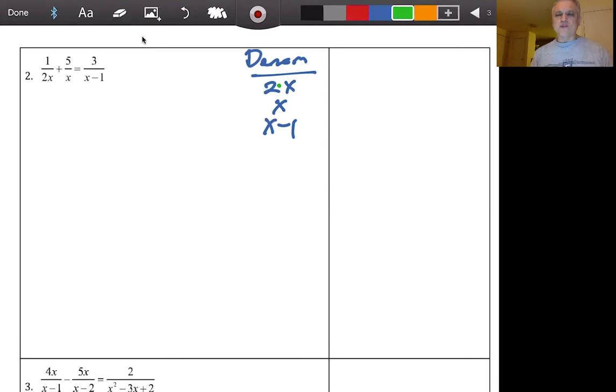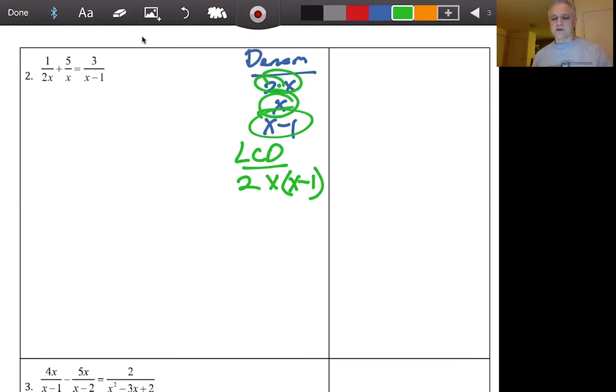What are my unique factors in the denominator? Well, this one has a 2, and there's an x. There's another x, but we've already got an x, so I'm not worried about the x. And then we've got x minus 1. So that means my LCD is going to be 2 times x times x minus 1. Make sure that it's your LCD, because if you say 2x times x minus 1, you're going to get cubics out of there. And that's going to be a little more difficult.